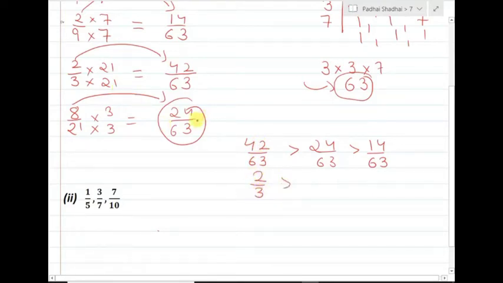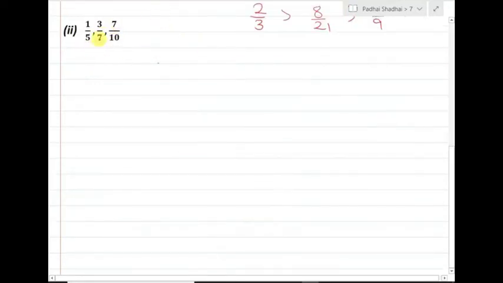So if we write down the numbers, 2 by 3, then 8 by 21 and 2 by 9. Okay, this is the descending order. Second question, 1 by 5, 3 by 7 and 7 by 10. We will find the LCM of the bases 5, 7 and 10.